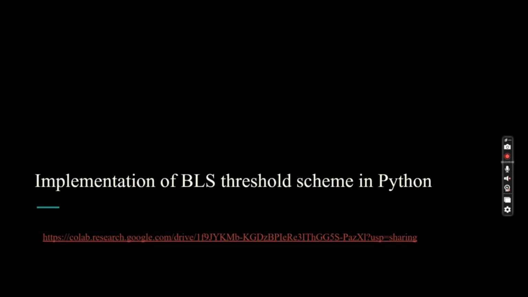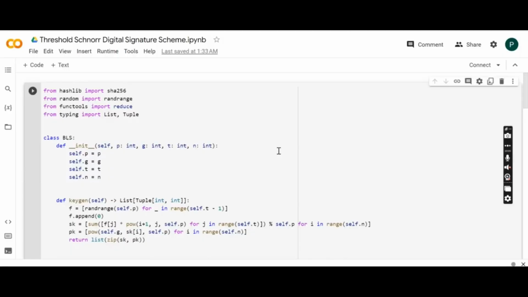Now let us see the implementation of BLS threshold scheme in Python. Now let's look at the code. First, we import the necessary libraries: hashlib for the cryptographic hash function and functools for the aggregation of signatures. Next, we define a class called BLS.